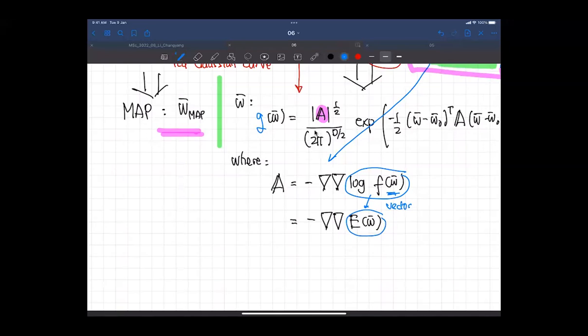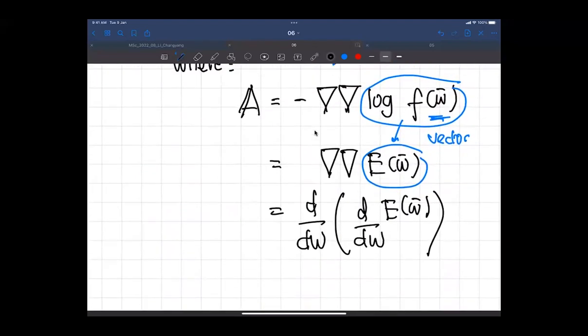It's the same thing, right? Well, not the same thing. The minus is gone. Okay, because E(W) is minus log F(W). So now, what is this one? It's the second derivative, right? So this one is basically the same as saying d/dW of dE/dW. This is the same thing, right? Agree with this expression?